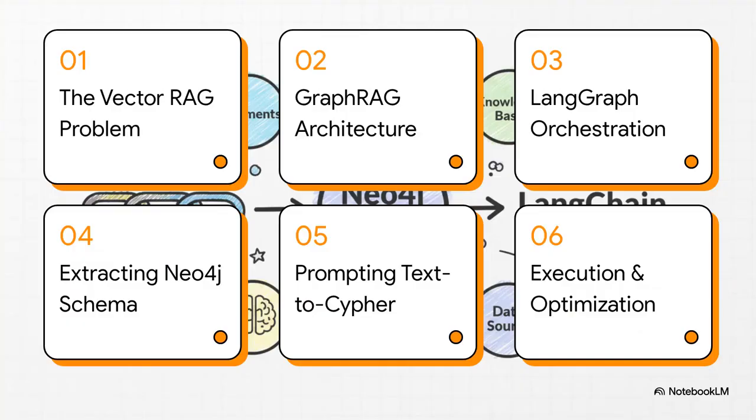Here's our rapid-fire agenda for today. We'll start with the vector RAG problem, map out our architecture setup, orchestrate the LangGraph pipeline, extract our Neo4j schema, dive into prompting for text to cipher, and wrap up with execution and optimization.